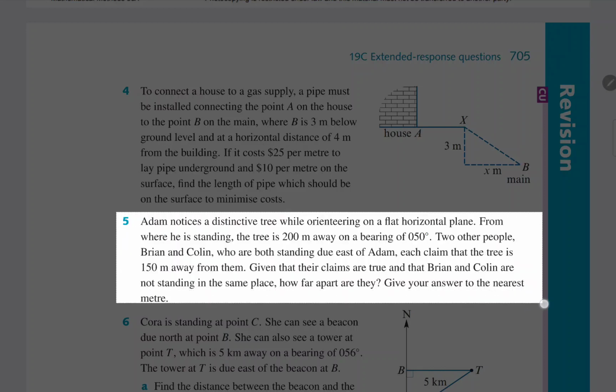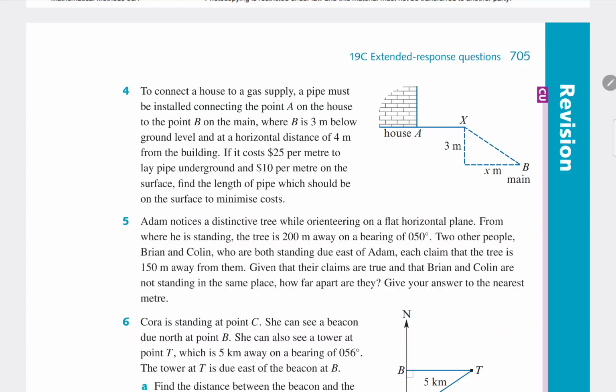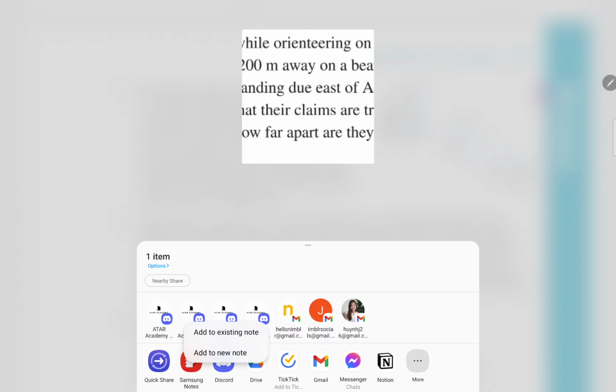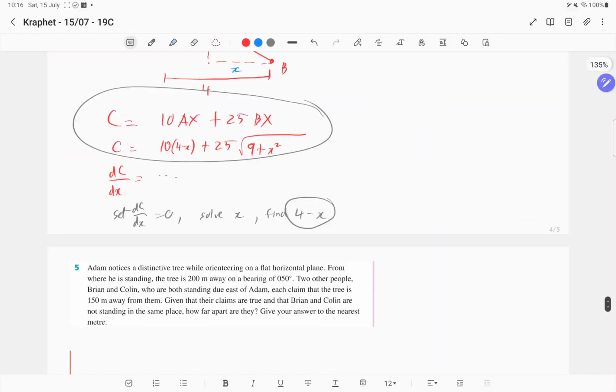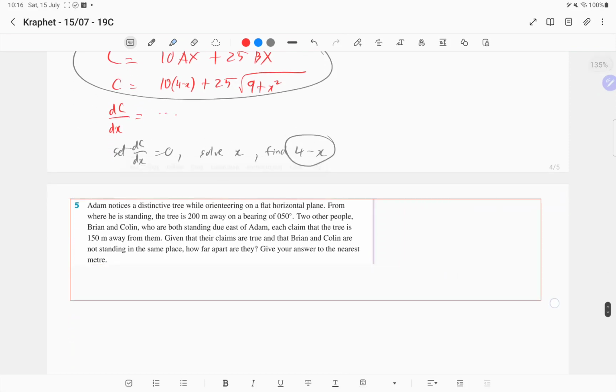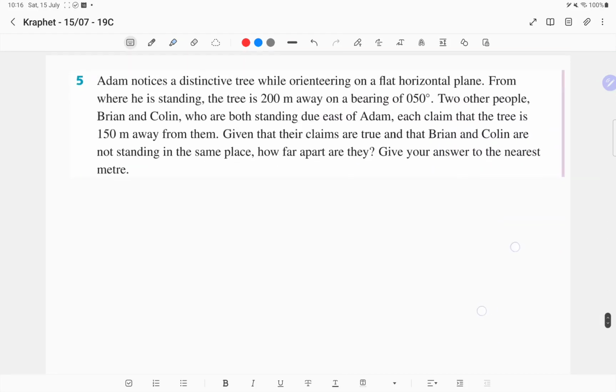Now, question 5. All right, we'll go through a few. Let's see, what time is it? Maybe we'll go through 2 or 3 more questions, and then I'll stop the first half of the recording.